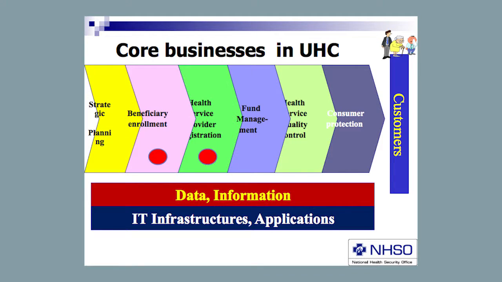This is the example in Thailand. After we have learned about developing the functional requirements, we set up the core basis of universal healthcare coverage in Thailand, which is composed of strategic planning, beneficiary enrollment, health service provider registration, fund management, health service quality control, and consumer protection. Through all of this process, you need IT to support the data and information.